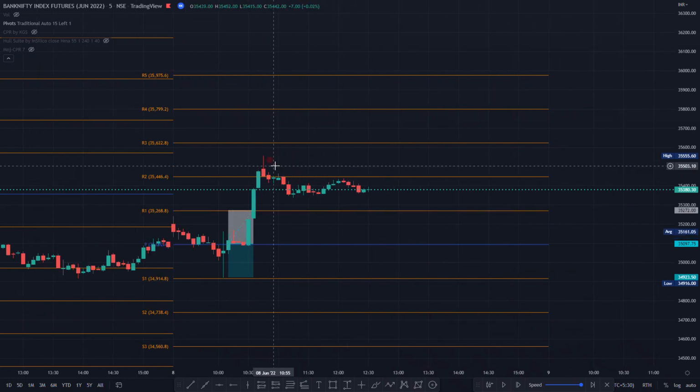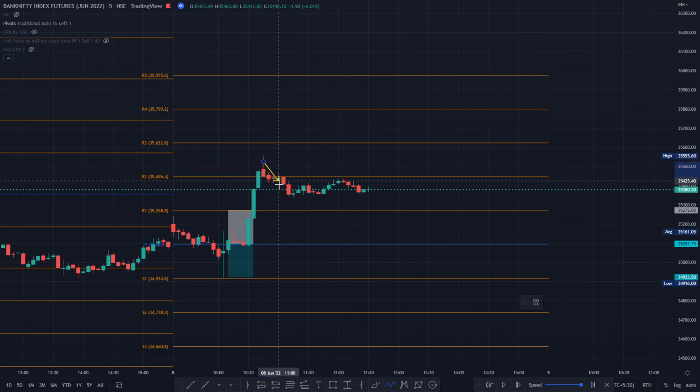Now you can see that the sellers, when the price of Bank Nifty reached 35,461, which essentially is the R2, what happened here? The sellers said no, this price is too high for me to buy, I need to take control of the market. So the sellers started pushing the market down. You can see first the sellers took control nicely.